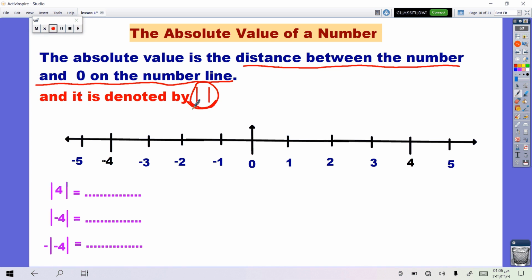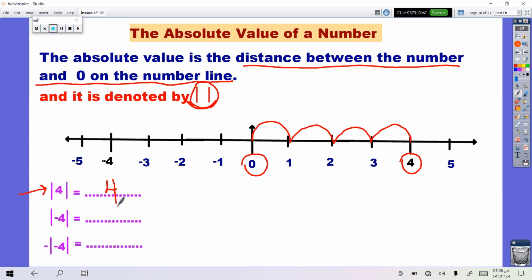Now, if you want to find absolute 4, here the distance between number 4 and 0 is 4 units, or it's 4 units away from 0, or we have to jump 4 units like this to reach 0. So in this case, absolute 4 will be equal to 4.